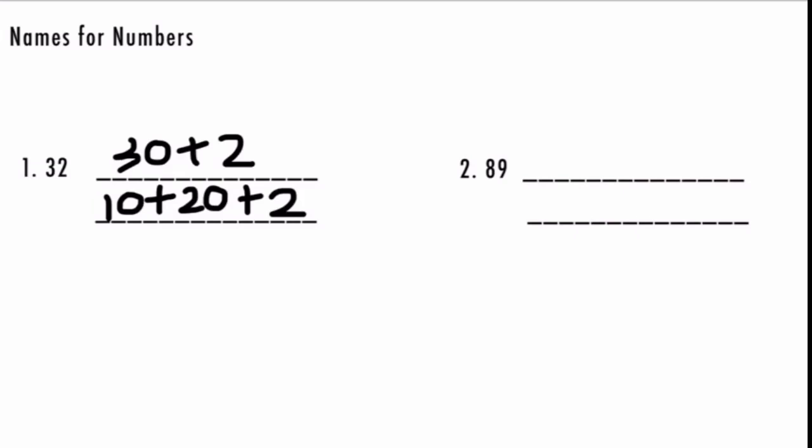Number 2, they give us the number 89. Now they want us to expand it. Well, we could do the easiest way, 80 plus 9. But another way you could expand it is 40 plus 40 plus 5 plus 4. You don't have to always go crazy like this, but this is one way where you could expand it. 40 plus 40 plus 5 plus 4 equals 89, just like how 80 plus 9 equals 89 as well.